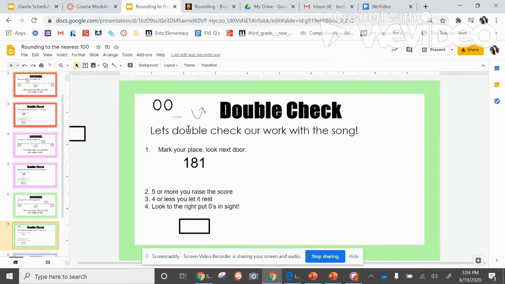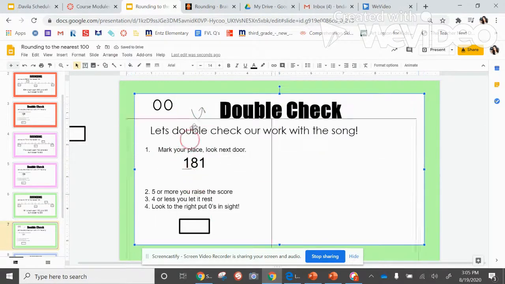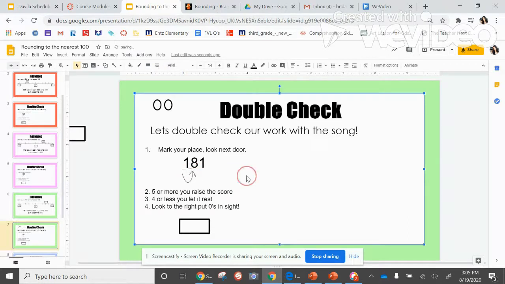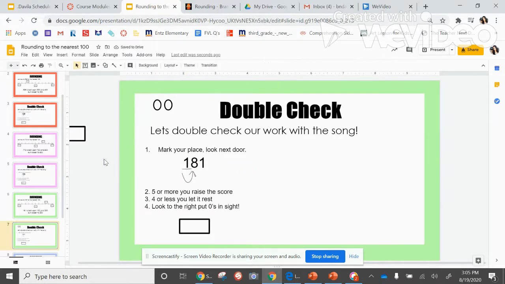Okay, so let's sing it together, guys. Mark the place. Look next door. Oops, I keep moving that. Look next door. Okay, so we marked the hundreds place. That's the place we're rounding to. We look next door. We have an 8 in the tens spot. And that 8 will tell us what to do with our 100. Okay, if it's 5 or more, we're going to raise the score. If it's 4 or less, we're going to let the 100 rest.